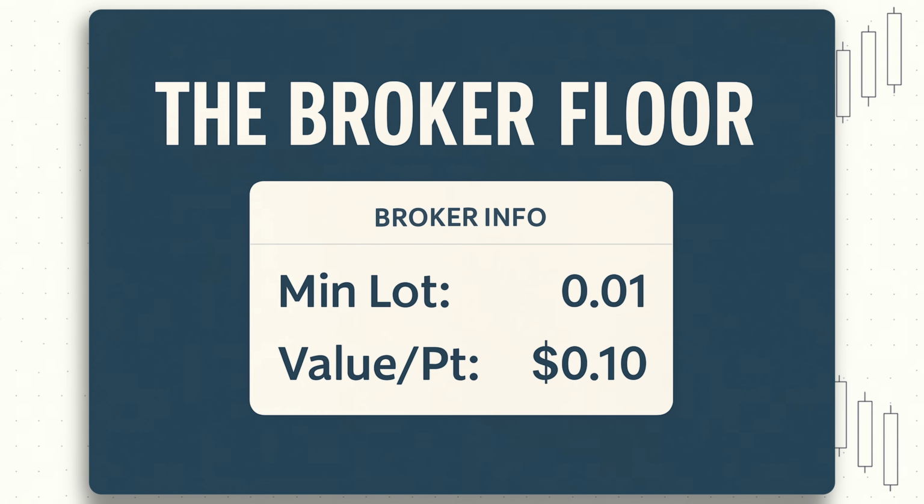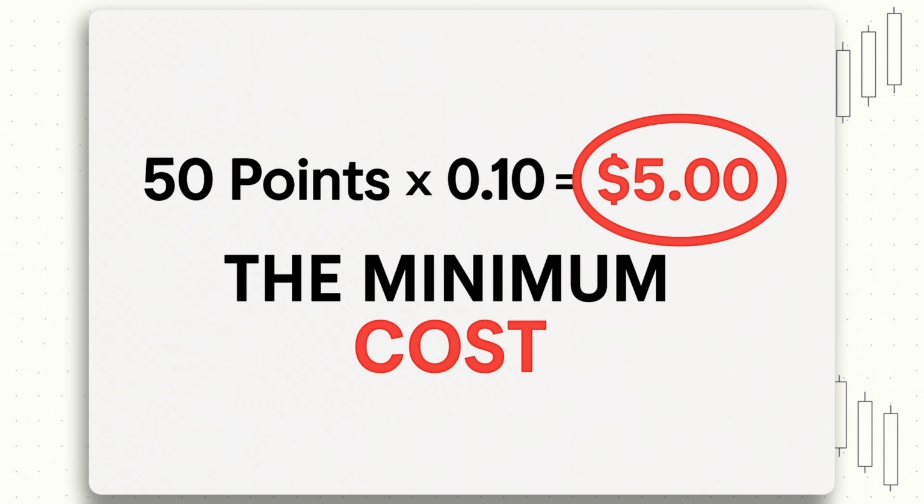Early on, I funded an account with just $50. I thought I was being responsible. I wanted to practice risk management. But here's the trap. Your broker has a minimum bet size. Usually, it is 10 cents per point. To trade safely, you need a wide safety net, say 50 points.